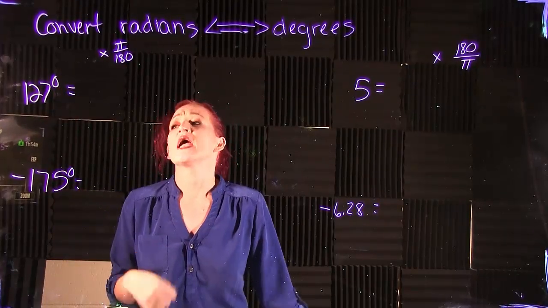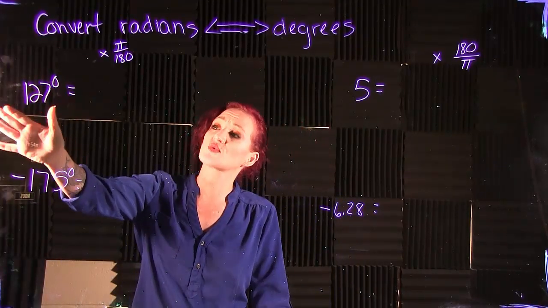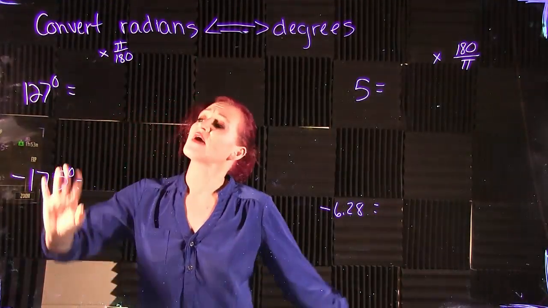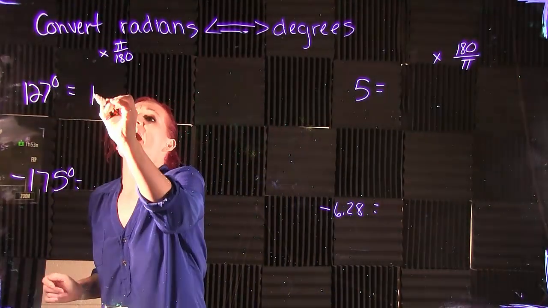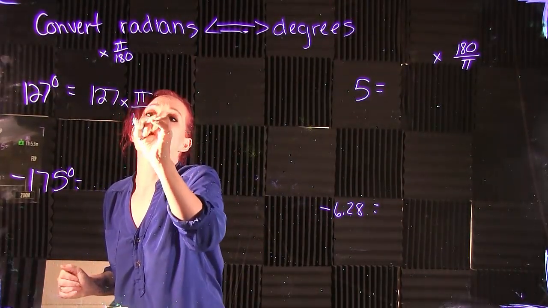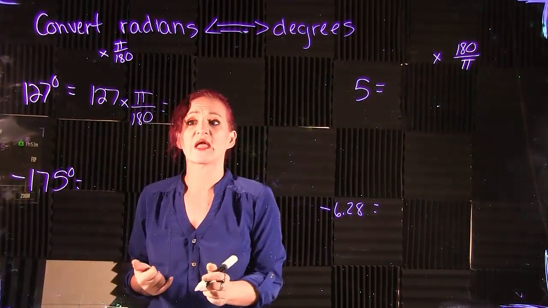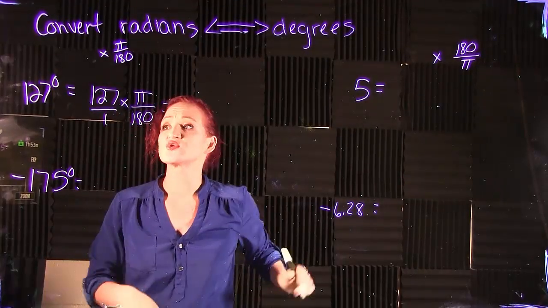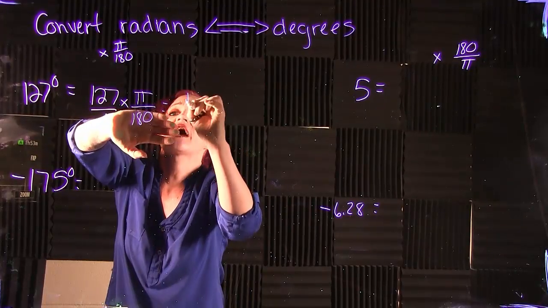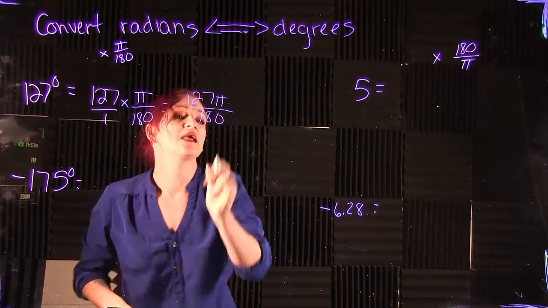In order to go from degrees to radians, you want to take your given degree and multiply that by pi over 180. So if I want to take 127 degrees, I'm going to take the 127 that they gave me and multiply this by pi over 180. It's just a straight multiplication across. If you want to put the 127 over 1, you can. Numerator times numerator, 127 times pi is just 127 pi. Over 1 times 180 is 180.